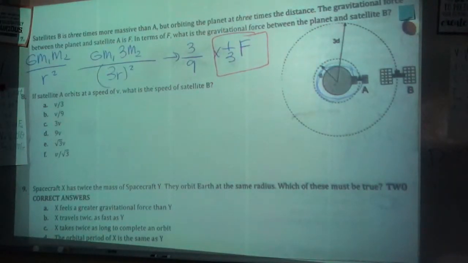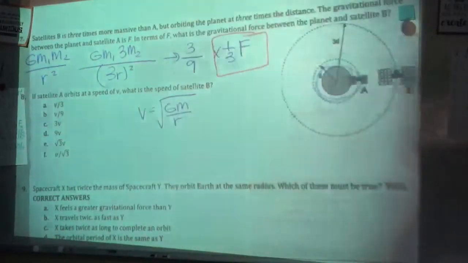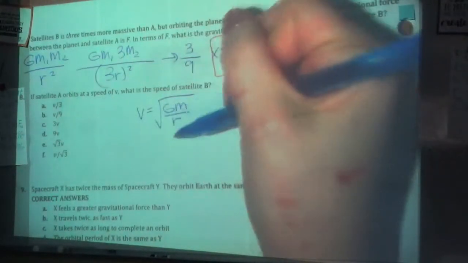Satellite A orbits at a speed of v. What is the speed of satellite B? Well, we just derived on the front that the orbital velocity of a satellite around a planet is the square root of GM over r.